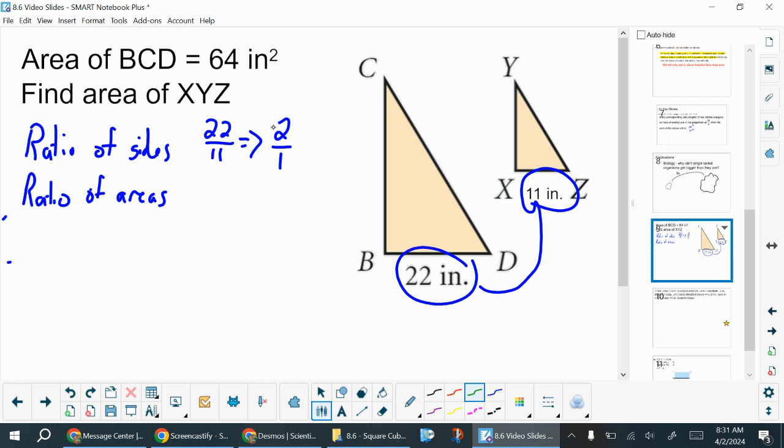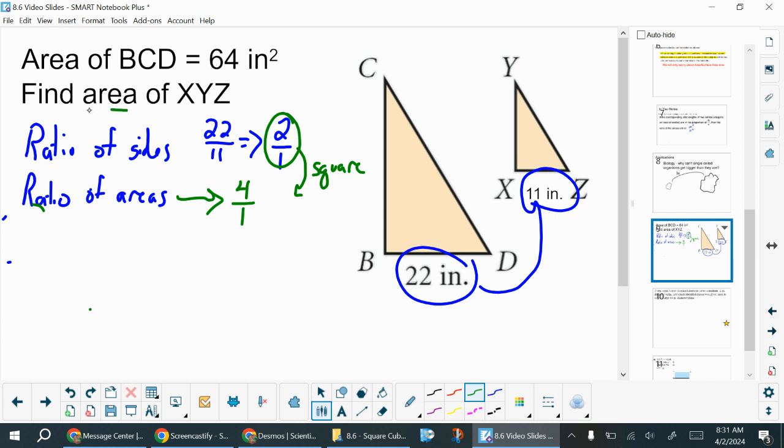And then if I know the ratio of the sides, all I have to do is square it to get the ratio of the areas. And so 2 squared is 4, 1 squared is just 1. So my ratio of my areas is 4 over 1. And then I like to deal with these actual problems and solving the answer with a proportion. So the directions here actually say the area of the big triangle BCD is 64. Find the area of the little triangle XYZ.